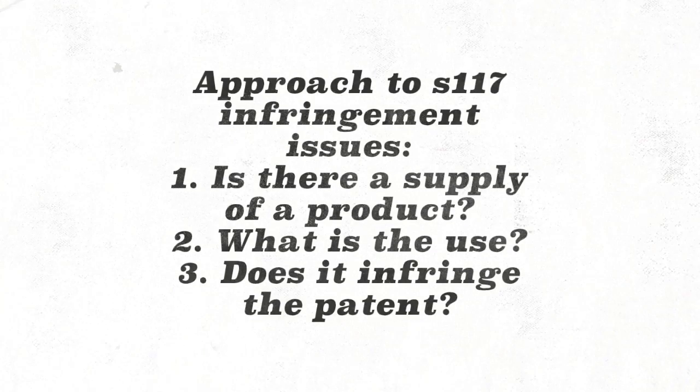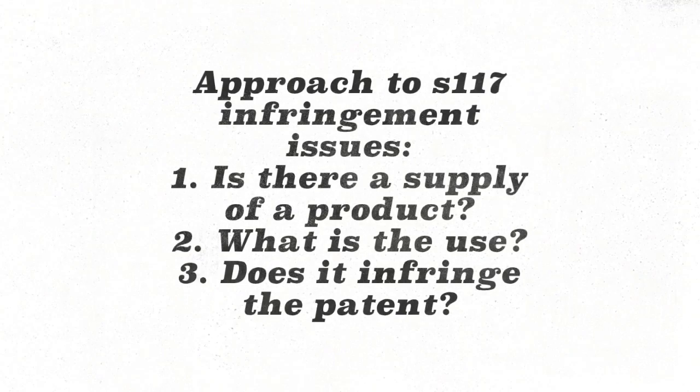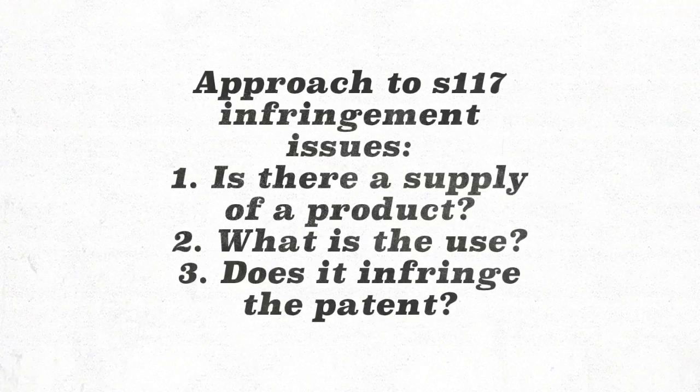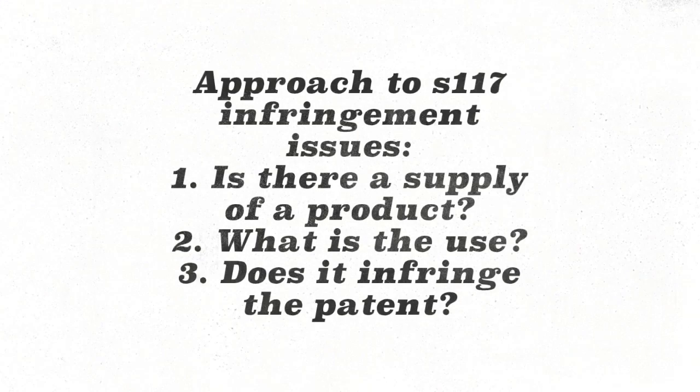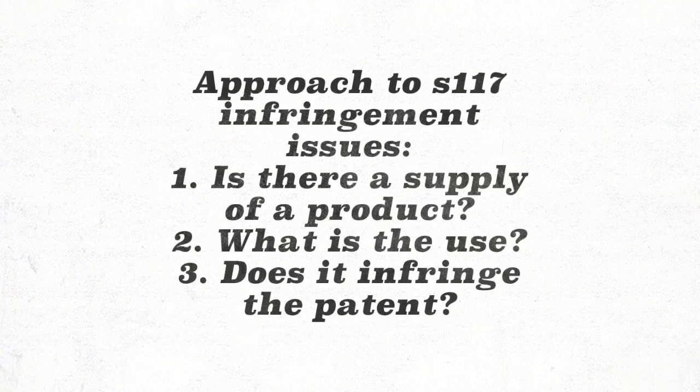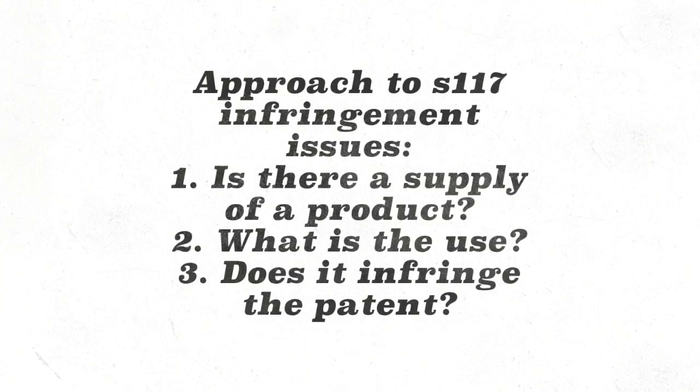The necessary questions that need to be asked when contemplating whether an infringement has occurred under Section 117 of the Act are: 1. Is there a supply of the product? 2. What is the use of the product in relation to Section 117(2) of the Act? 3. Does the use identified infringe the patent at all? These combined will help to determine the infringement of a patent under Section 117 of the Patents Act 1990, Commonwealth, by the supply of products.